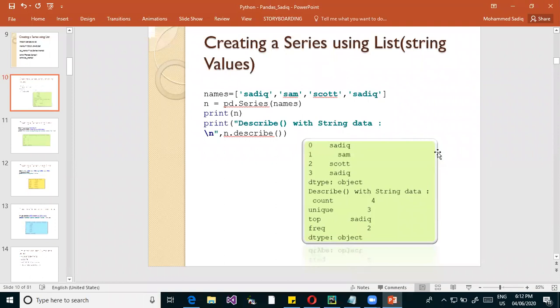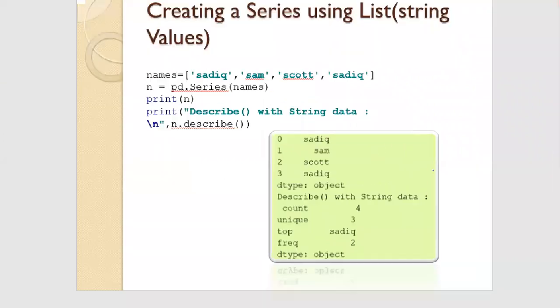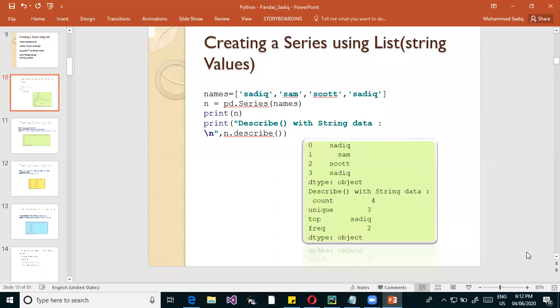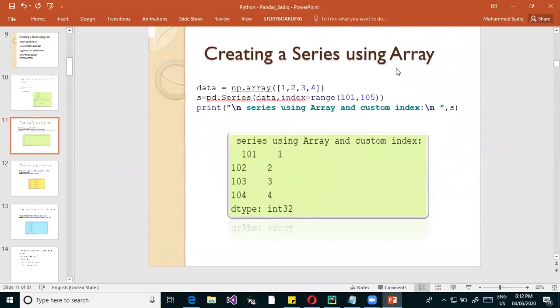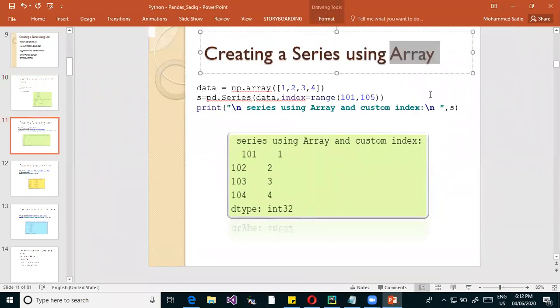Fine. So we have seen how to create a series using a list of numerical values and a list of string values. Next we'll see how to create a series using an array. Array was there in NumPy. In Python, a list itself is like an array. So we'll just see how we do this.